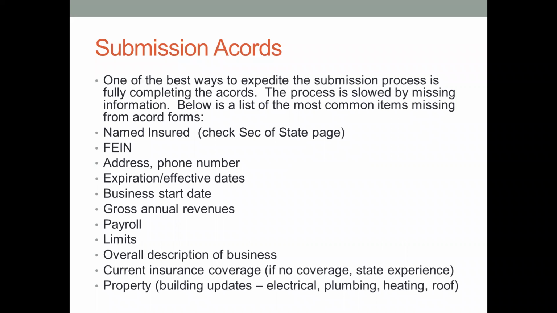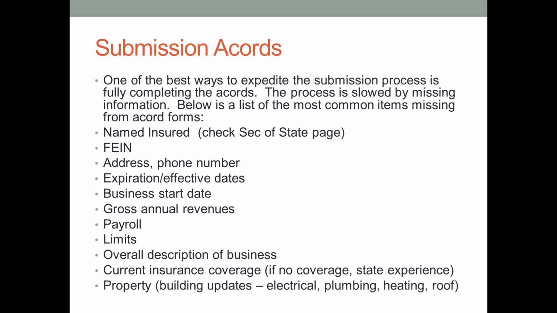One of the best ways to expedite the submission process is fully completing the accords. The process is slowed by missing information. Below is a list of the most common items missing from accord forms. Named insured. Well, we usually have some kind of named insured on there, but often it's not correct. So what we ask you to do is check the Secretary of State page for your state. It'll show the true name of the company.